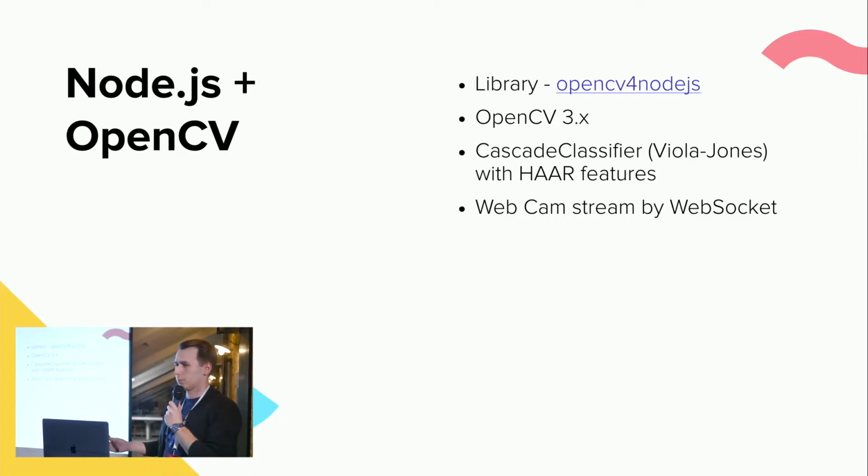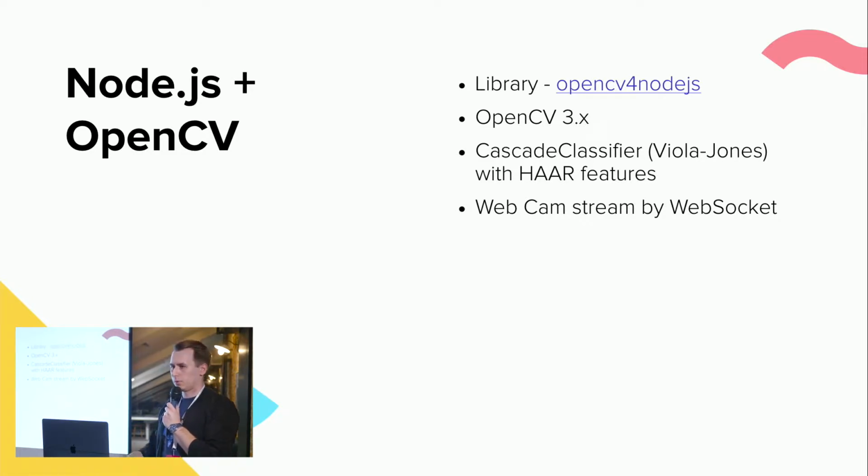Because OpenCV was written in C++. So how can we use it if we know only JavaScript? We can use any library for Node.js that has bindings for OpenCV. So here I used OpenCV for Node.js. That's one of the latest libraries for this technology, and it uses OpenCV in version 3.